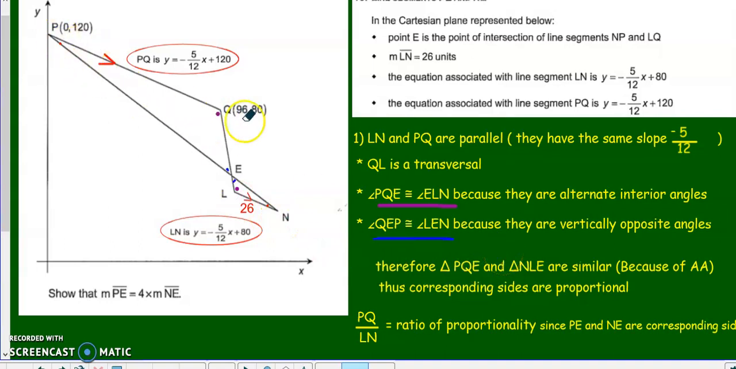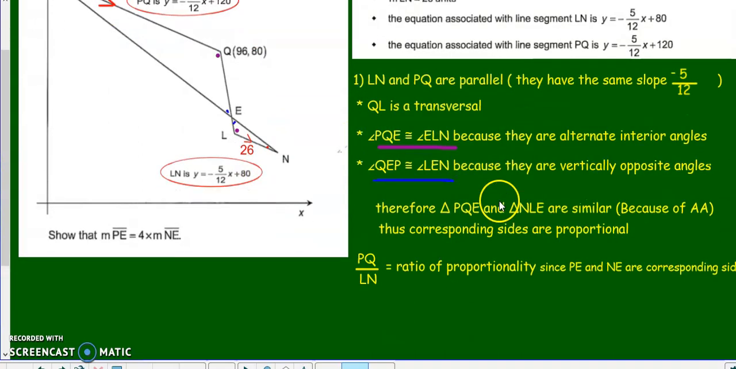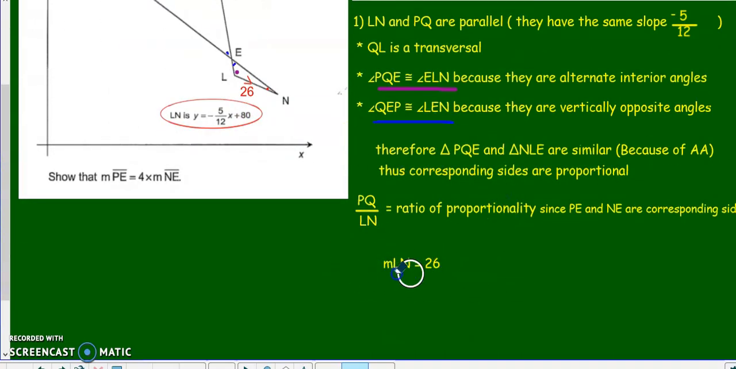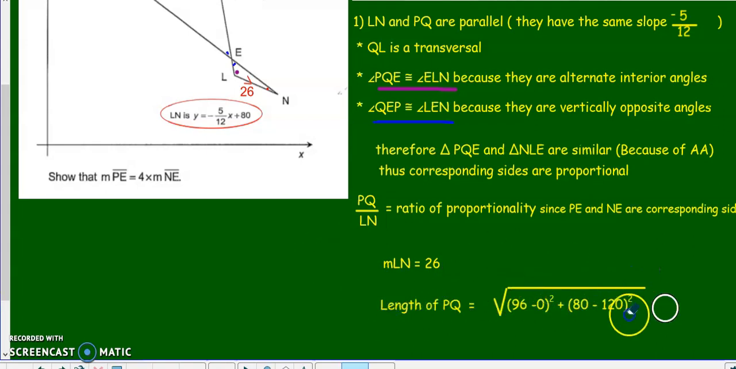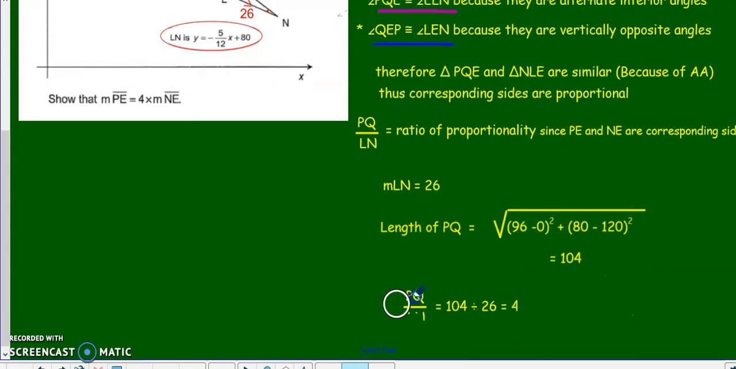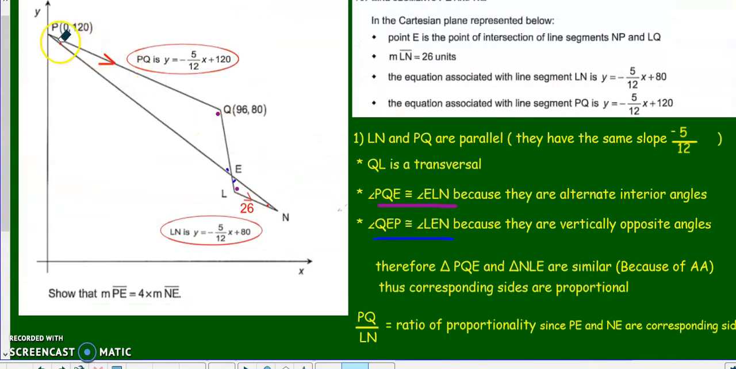Now I can find PQ. I can just use the distance formula and I can find PQ. LN is 26, that's given. So the length of PQ is this formula here, the distance formula, and that's 104. So now that we know it's 104, we know the ratio of proportionality for corresponding sides is 4. The ratio of proportionality is 4. So this triangle is 4 times bigger than this triangle. So all the corresponding sides are 4 times bigger.